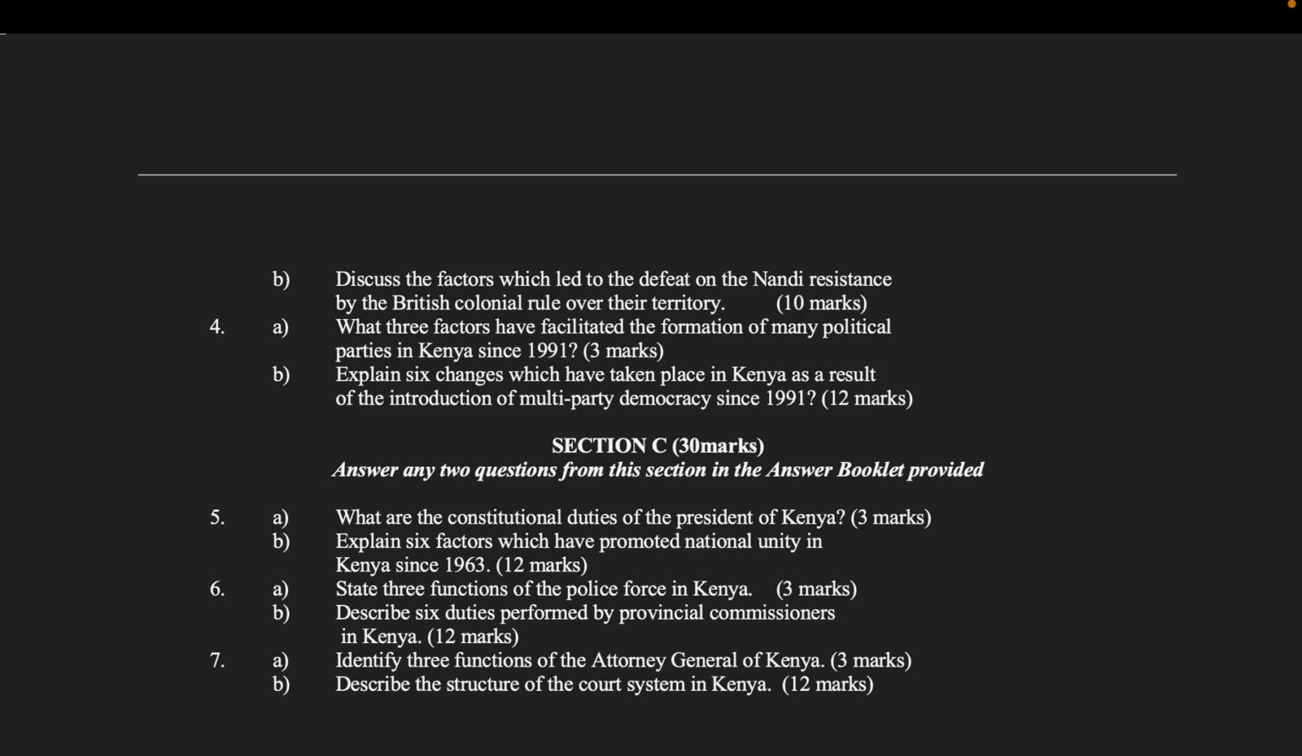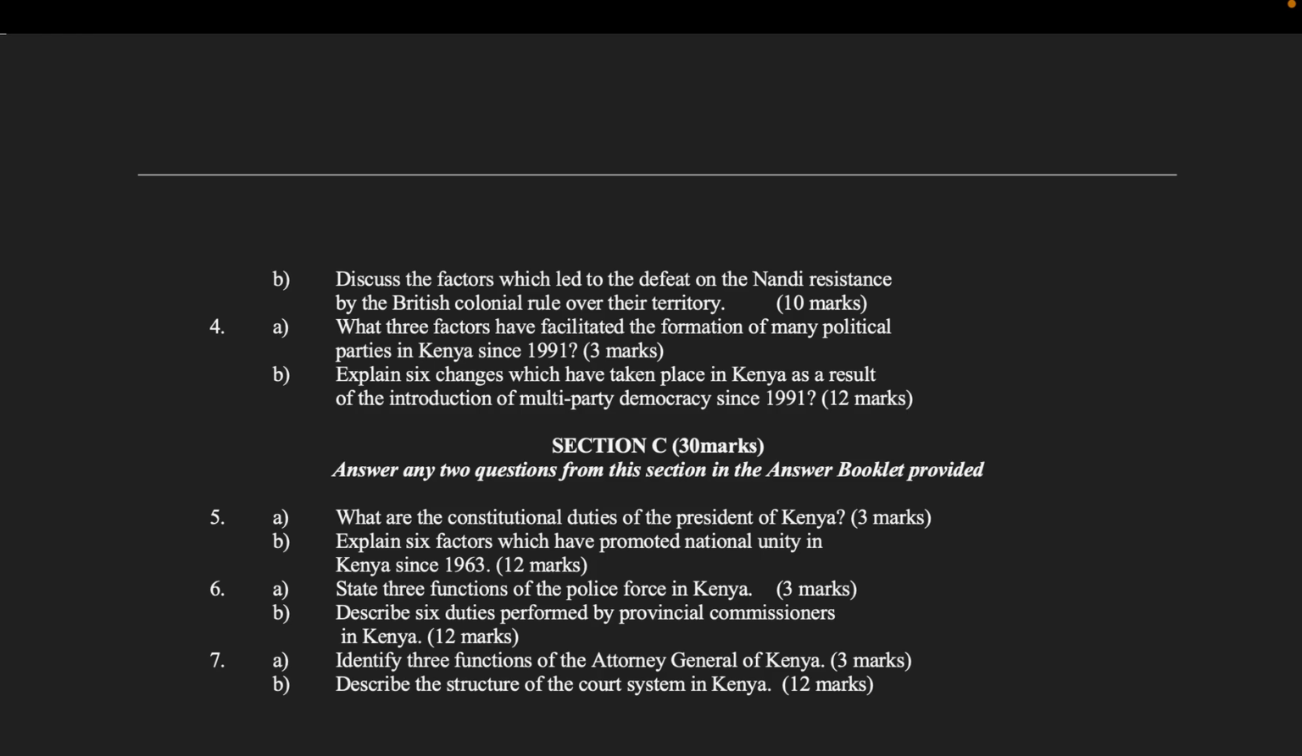B. Explain 6 duties performed by provincial commissioners in Kenya. I. The PCs act as representatives of the president in their areas of jurisdiction. II. The PCs interpret government policies in their areas of jurisdiction. III. The PCs oversee the implementation of government policies and programs in their provinces. IV. The PCs ensure that law and order is maintained in the provinces.